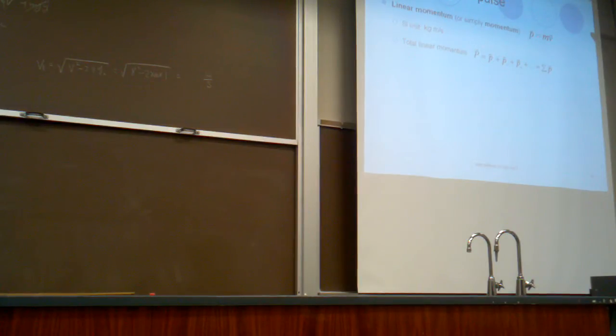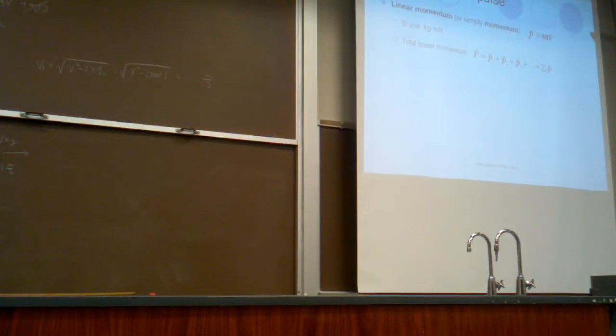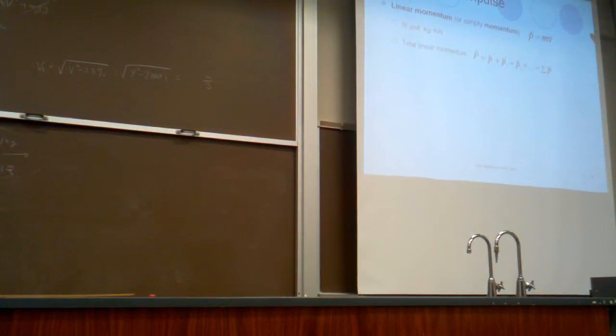For example, if you have two particles, m1 is equal to 1 kilogram, m2 equals 1 kilogram, v1 equals, say, 1 meter per second to the left, v2 equals 1 meter per second to the right. Now let's calculate the total momentum of the system. So it should be P equals m1 v1 plus m2 v2.